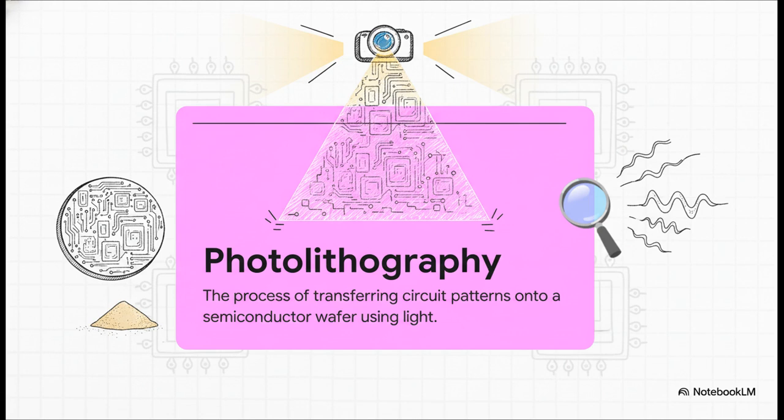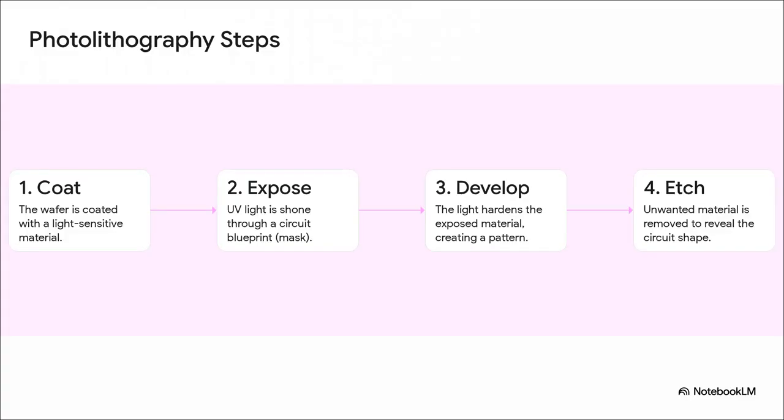Just think of it like developing a photograph in a darkroom. You're using light to project a really precise pattern, the circuit blueprint, onto a surface that's sensitive to light. This is, without a doubt, the most critical step in making a chip, and they do it over and over again. So how does it work?